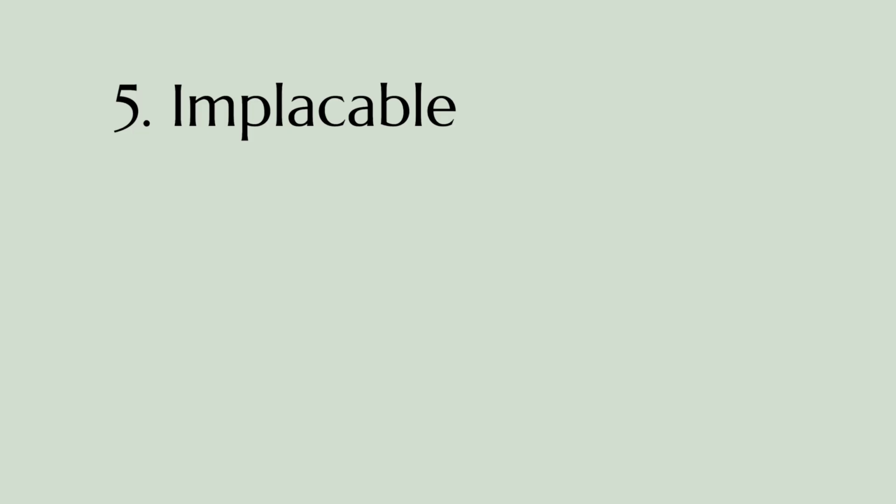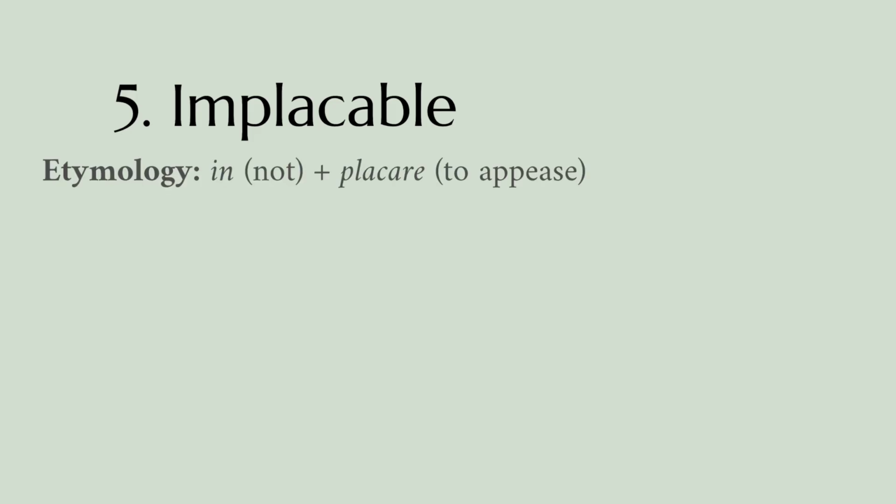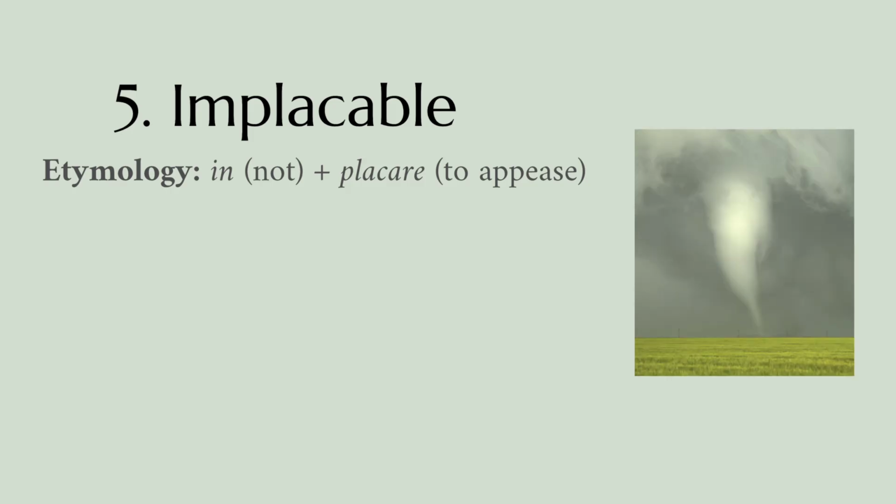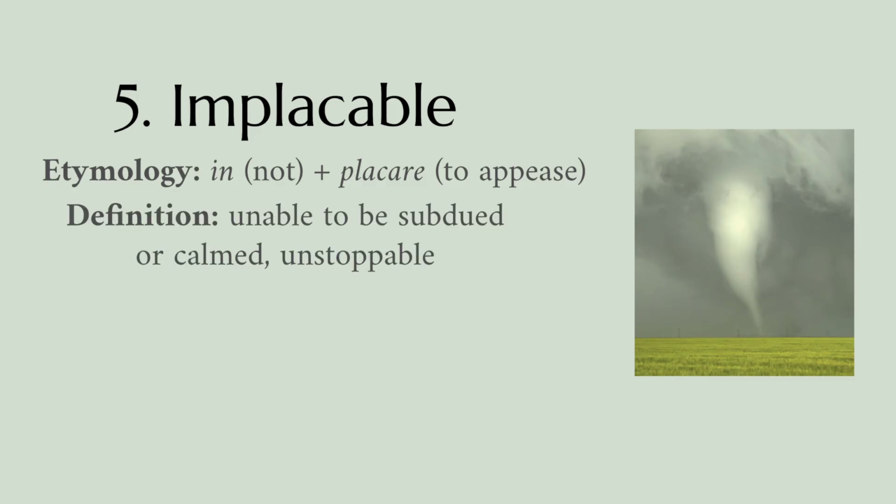Number 5 is implacable, and this word comes from in, meaning not this time. So there's the second meaning of the prefix in, plus placare, which means to appease in Latin. So I have this storm that's not being appeased, it's unable to be appeased, it just keeps going. And that's very similar to the definition, which means unable to be subdued or calmed, unstoppable.